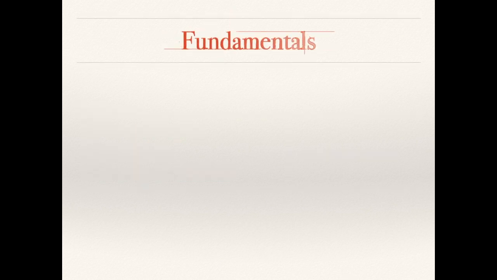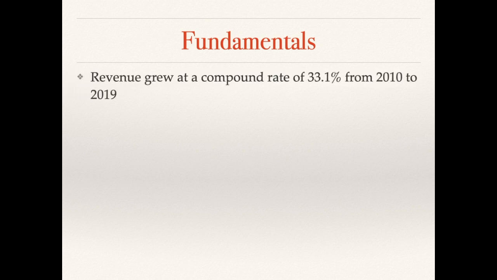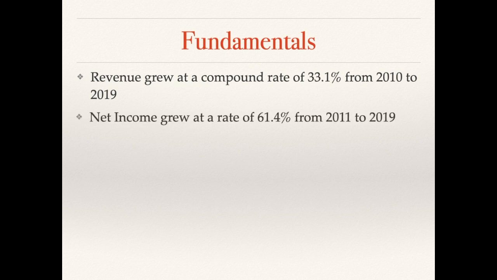So the company fundamentals are outstanding. Revenue grew at a compound rate of 33.1% from 2010 to 2019. Outstanding growth rate there. Net income, for 2010 they had negative net income, so I had to use 2011 to 2019. And as you can see, net income grew at 61.4%. Wow, that's tremendous profit growth there in the last 9 years, so that's outstanding.